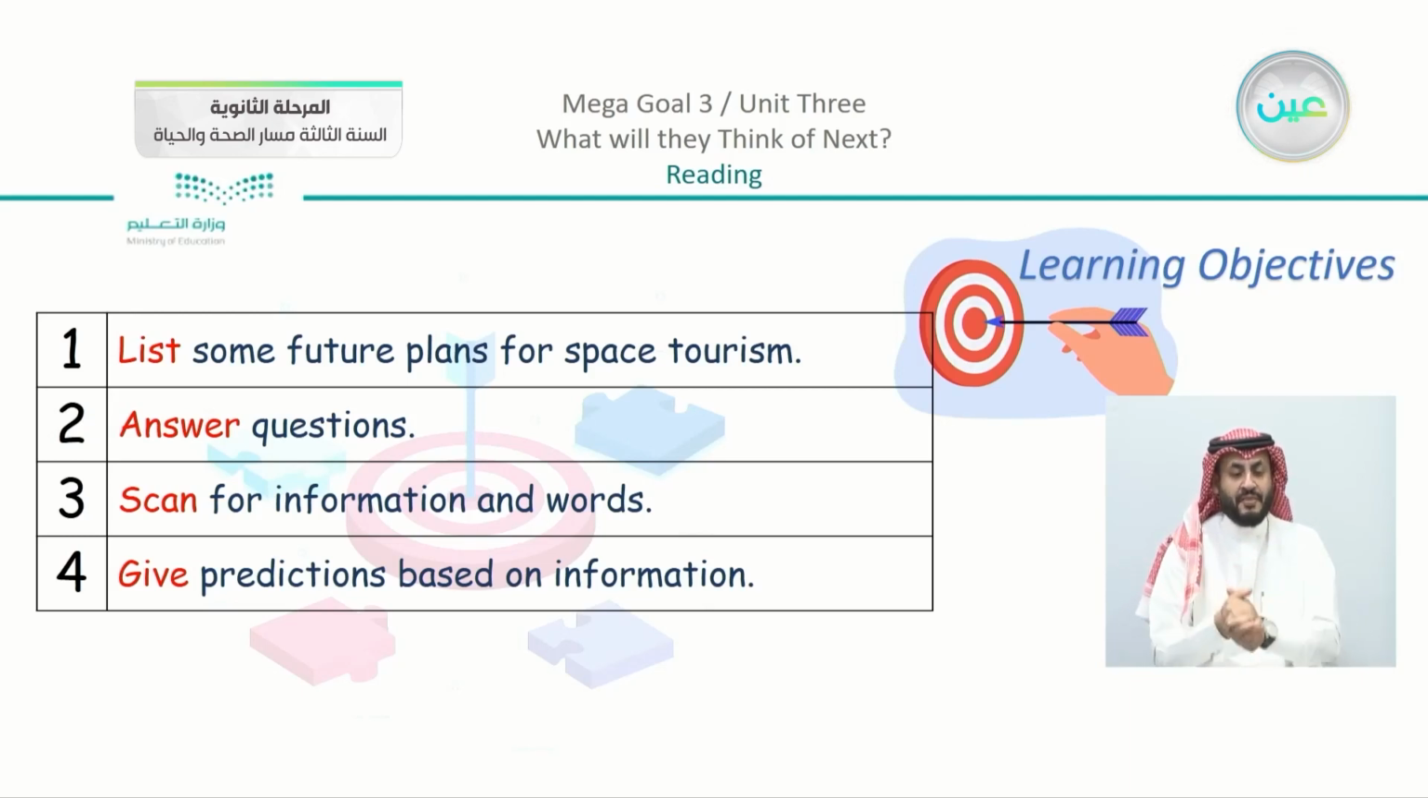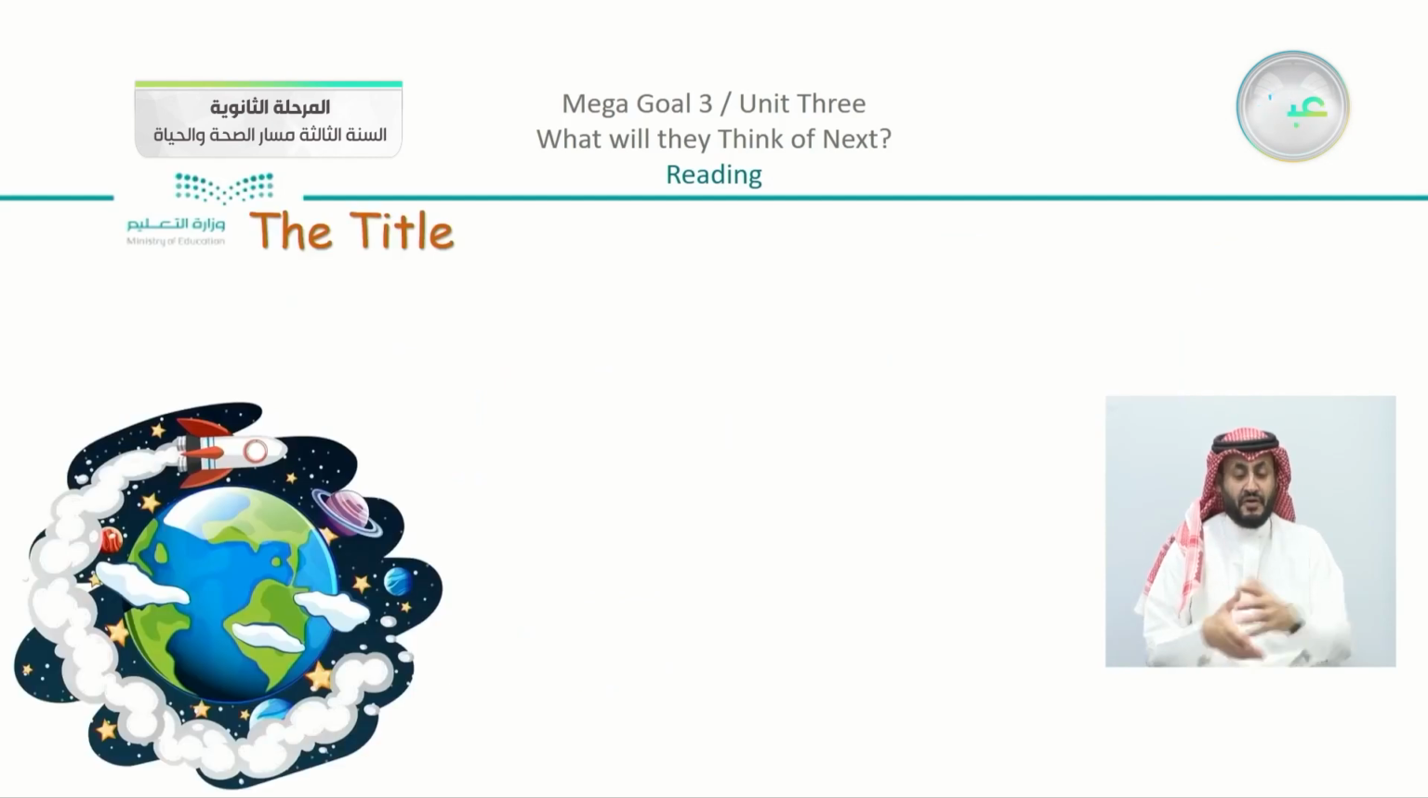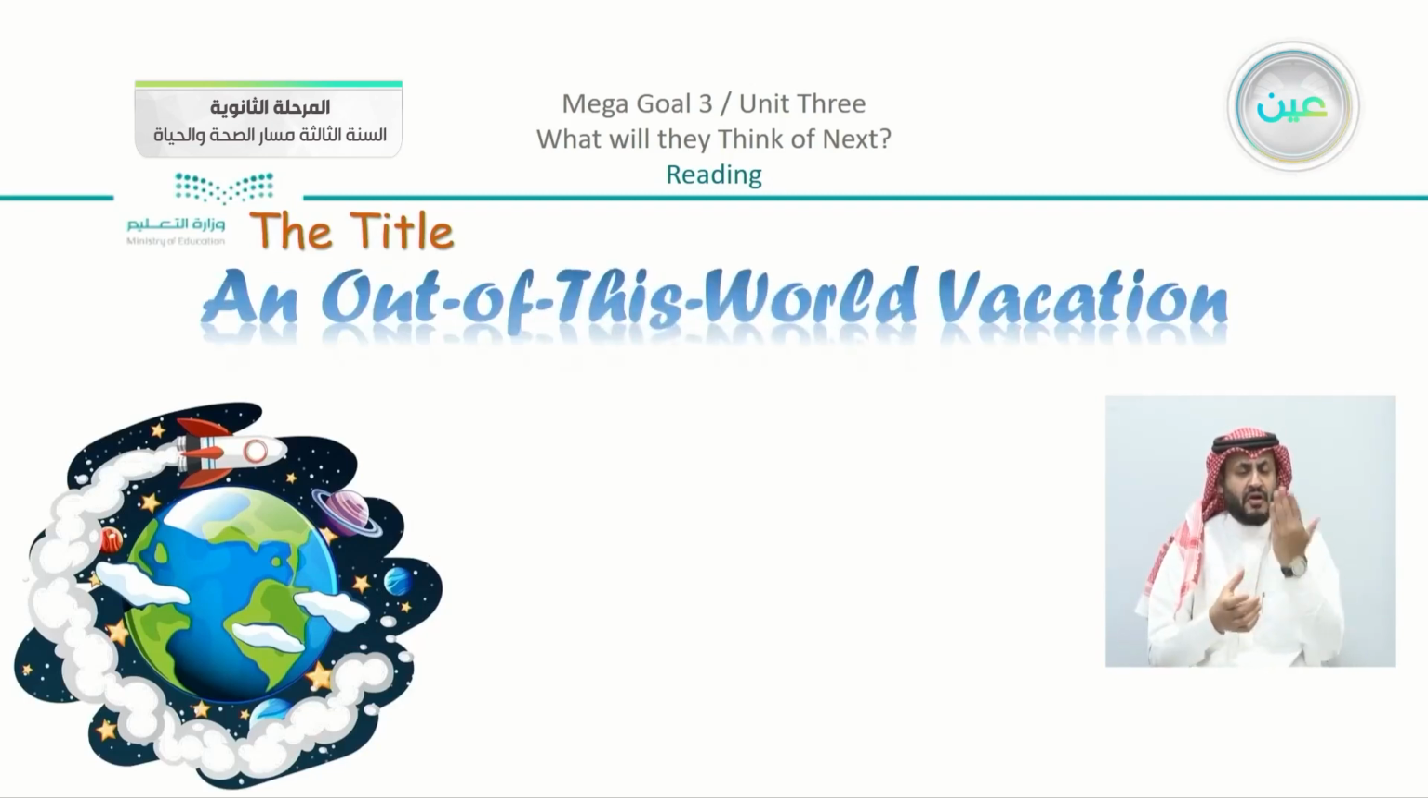We have the objectives. First of all, to list some future plans for space tourism. Number 2, to answer questions. Number 3, to scan for information and words. And number 4, to give predictions based on information. So we have interesting details that we're going to read. First of all, we have the title. What is the title of our reading passage? Now together we can read here, An Out of This World Vacation.